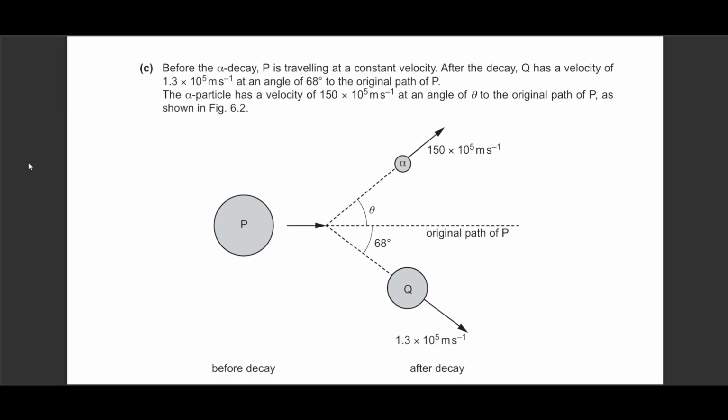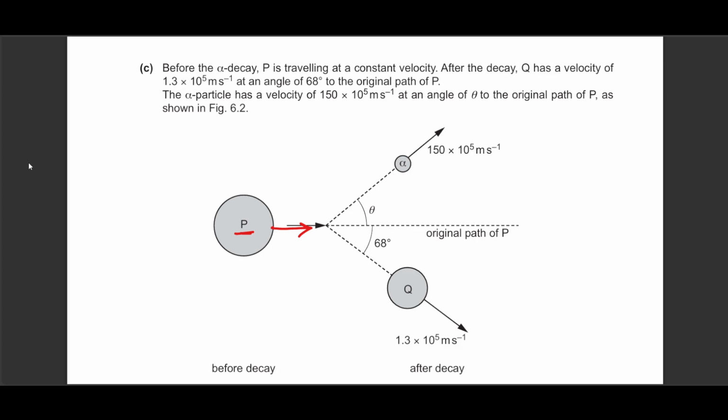Before the alpha decay, P is traveling at a constant velocity, which means in this direction. After the decay, Q has a velocity of this much, and the whole situation is explained to you. Now, we don't have the forward velocity of particle P. If we had that, we could have used the horizontal components to solve this momentum problem. But since we don't have them, we cannot use those as an equation.